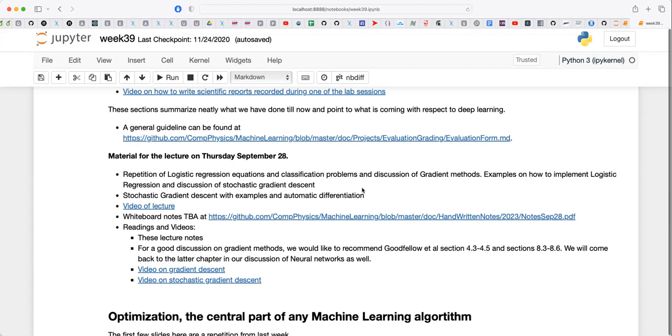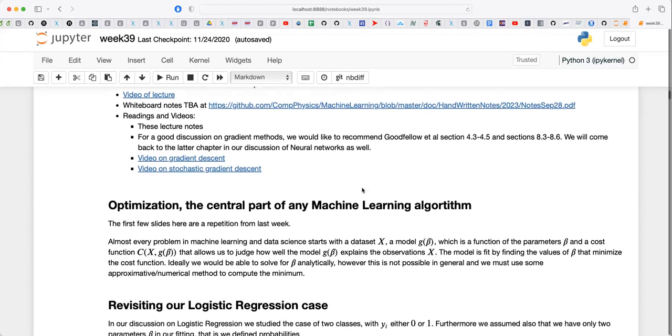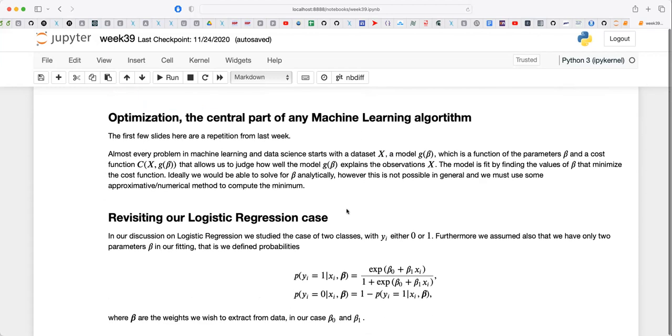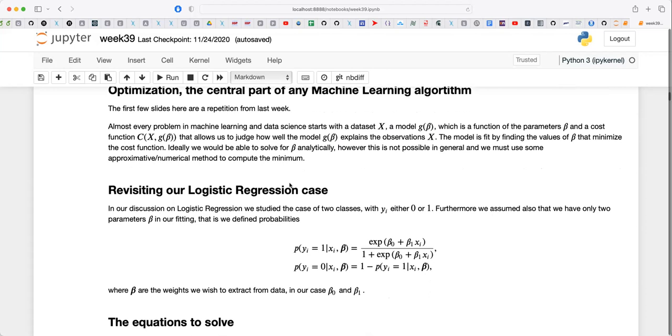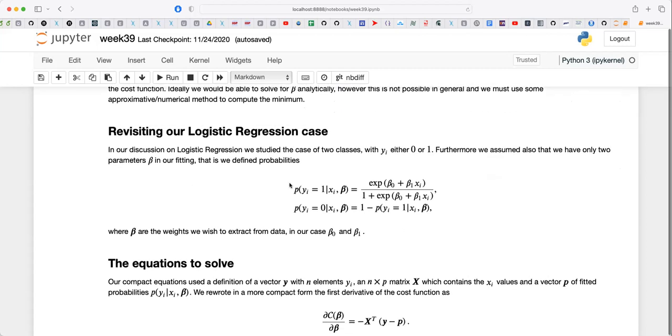So I wanted quickly to remind you of some of the things we did last week. As I say here, the optimization is a central part of any machine learning algorithm. So the thing we did last week was actually to derive, using maximum likelihood estimators, the equations for logistic regression. And then we started with replacing the function f of x with a probability. And that probability contains only the probability of yes and no. So we were looking just at a binary problem. So false, true, yes, no, 1, 0, etc.